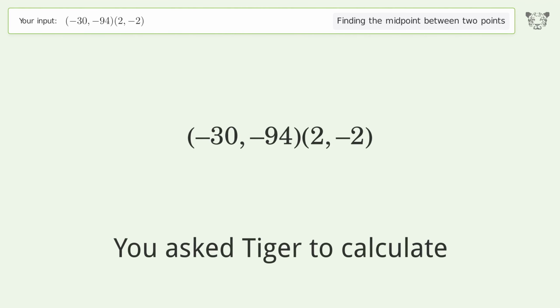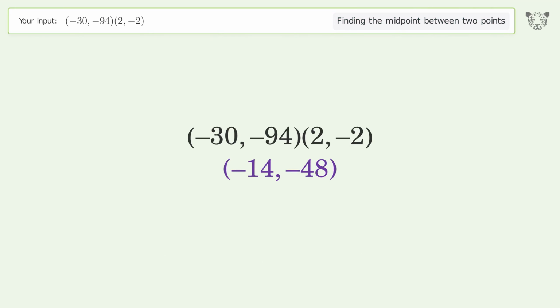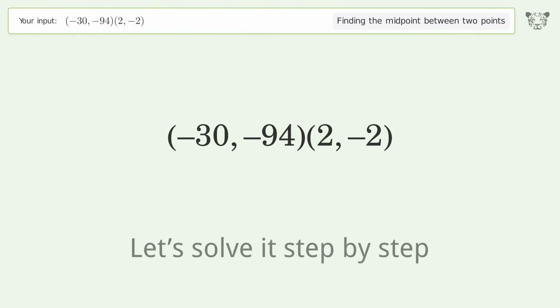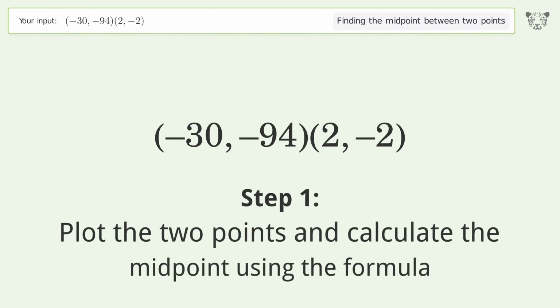You ask Tiger to calculate. This deals with finding the midpoint between 2 points. The midpoint between the 2 points is -14, -48. Let's solve it step by step. Plot the 2 points and calculate the midpoint using the formula.